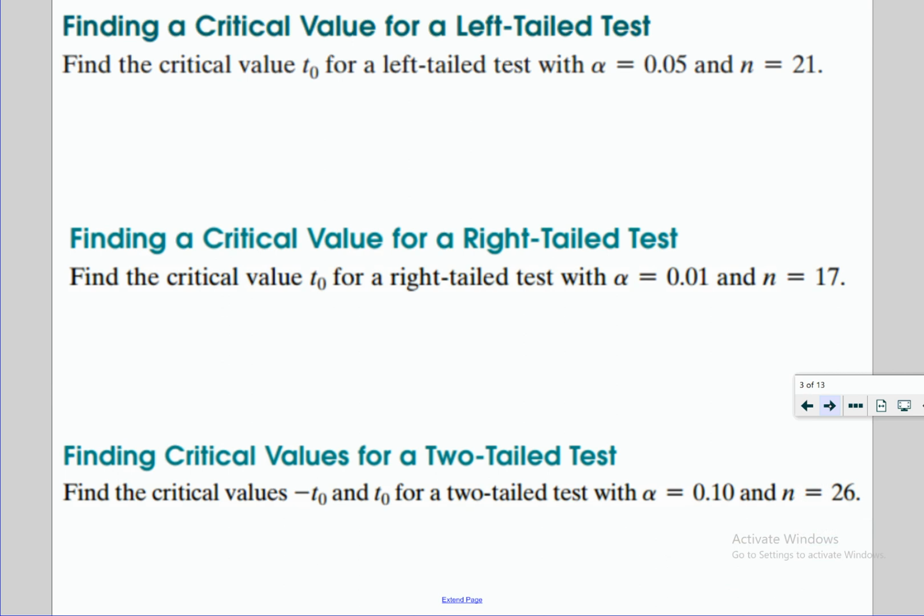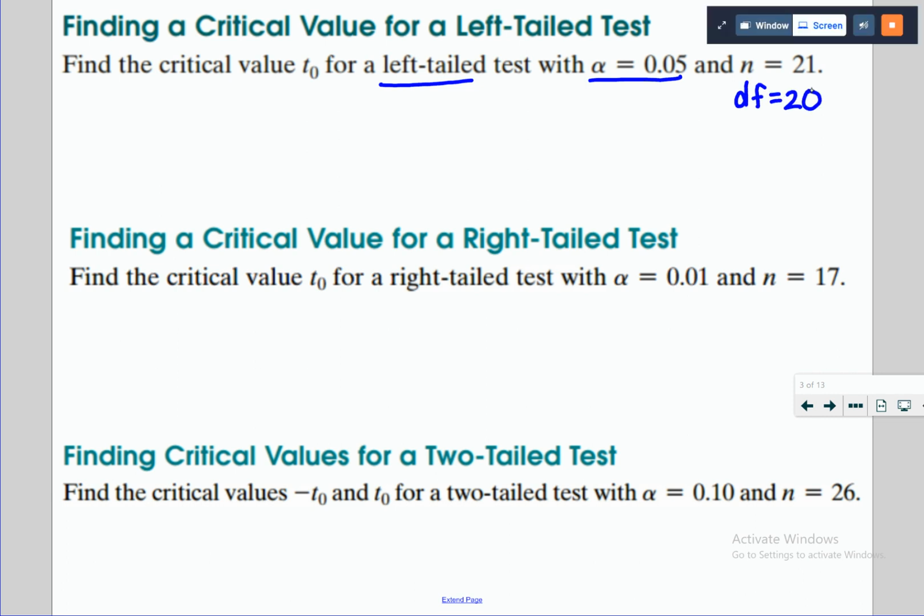All right, find the critical value. Our book uses t sub 0. If you use t sub c, I'm okay with that too. For a left tail test with a level of significance of 0.05, and an n of 21. So if n is 21, what's my degrees of freedom? 20. Okay, so left tail means one tail test. So find one tail test at the top, go over to 0.05, go down to 20. One tail, 0.05, so I'm in the second column, down to 20, 1.725. And then you just need to remember, because it's a left tail test, we make that negative.